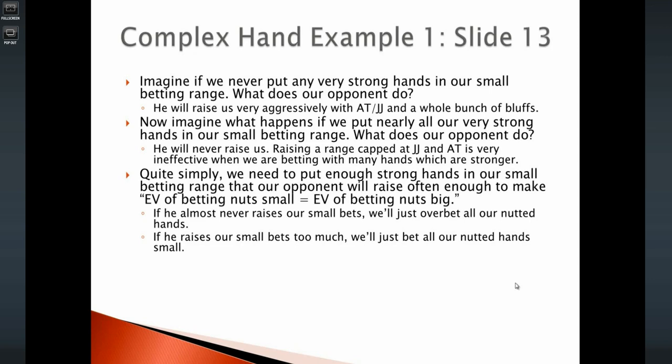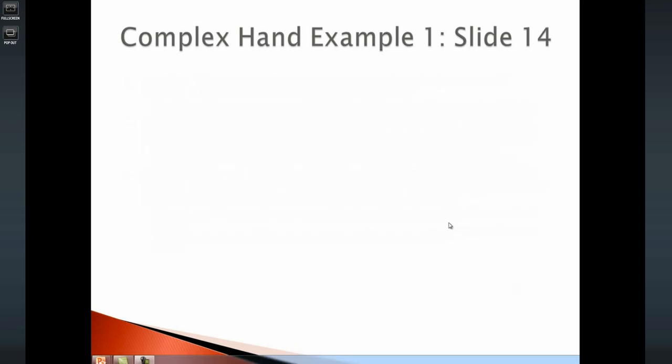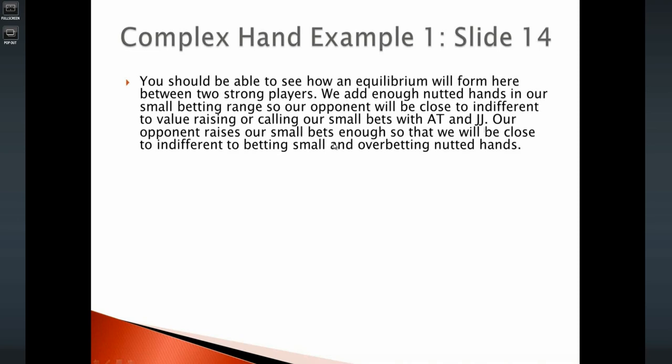So we're actually getting more value by betting small because our opponent's raising us so much than the value we get from betting big. So pretty obvious exploitative play here. So slide 14 is a wall of text, so get excited. You should be able to see how an equilibrium will form here between 2 strong players.